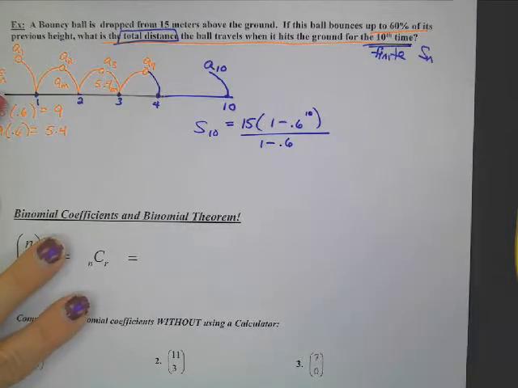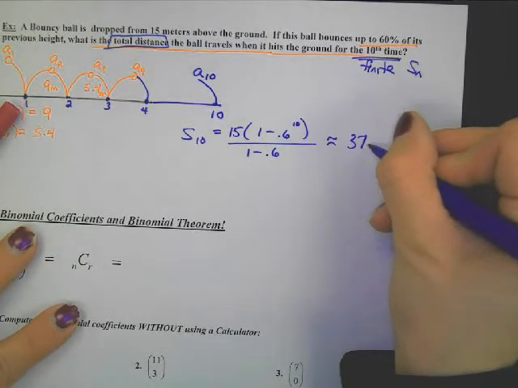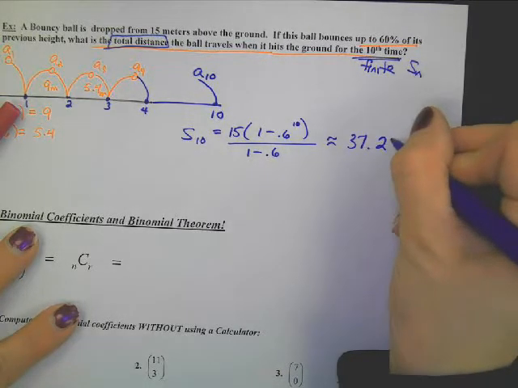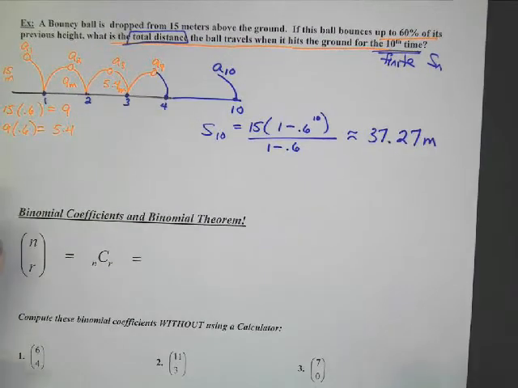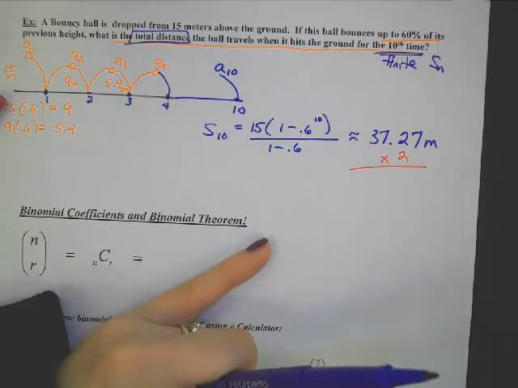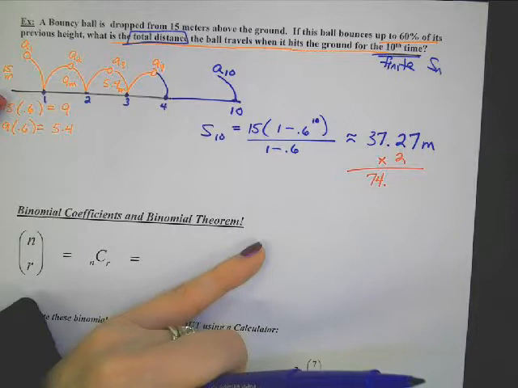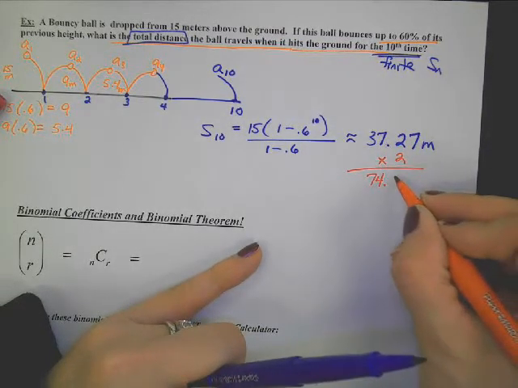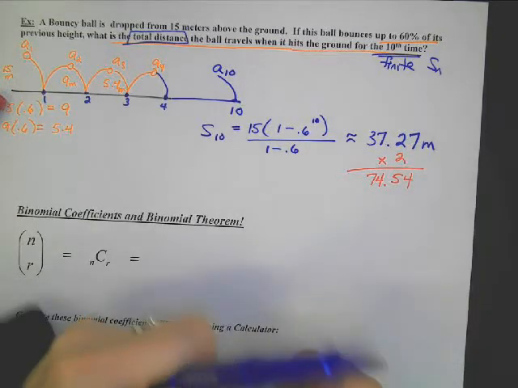And the sum of those 10 terms is approximately 37.27 meters. Okay, is that going to be the answer? No, because remember, the first thing you always have to do is times by 2. Timesing by 2 gives us 74.54. And then, that's not the answer either.